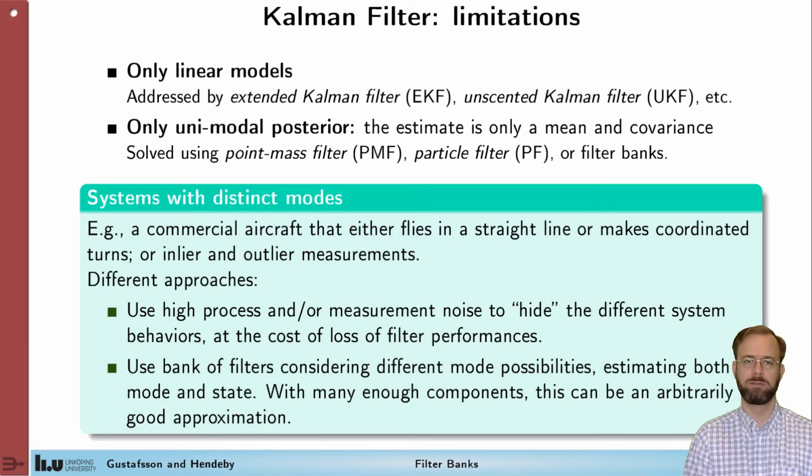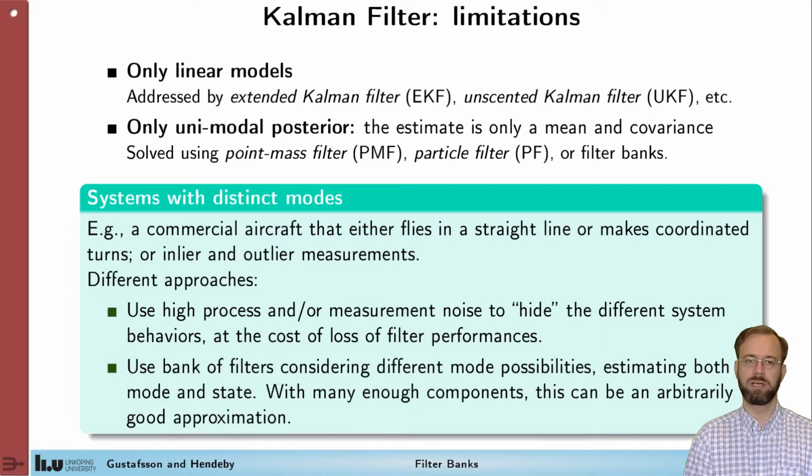So when does this type of situation occur? Well, here are two specific examples. Consider a commercial airliner. They fly either in straight lines or in coordinated turns when they need to change direction. We don't know beforehand which type of motion it has, so depending on which motion we assume, we'll get different solutions to the estimation problem. Another one is inliers and outliers in the measurements. Given that we have an inlier, we will update the estimate in one way, and if we have an outlier, we'll update the estimate in a different way.